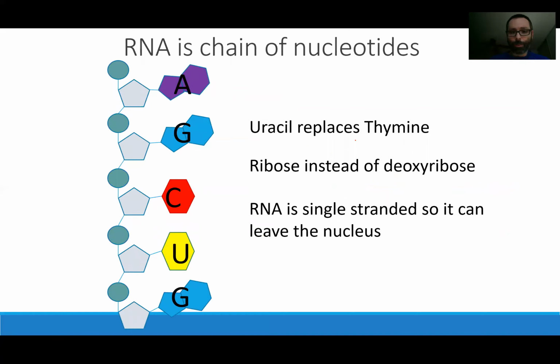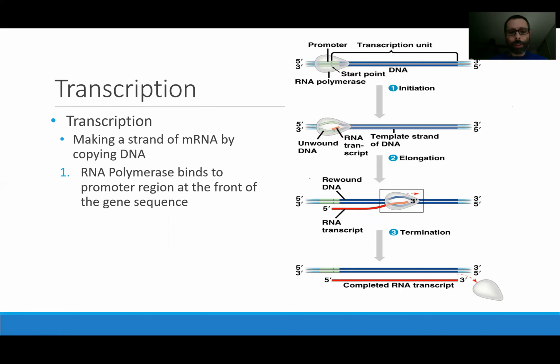Single-stranded, U replaces T, and the sugar. These are small details. Hopefully they wouldn't ask you about it. And of course you have your notes anyway, but these are what make RNA different than DNA. Now we want to use the DNA to make RNA. This is called transcription. We're going to make a temporary copy of only a small section that of course we call a gene.